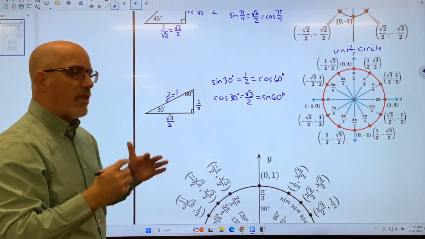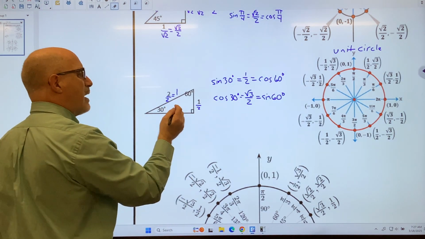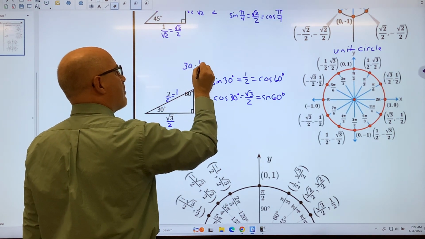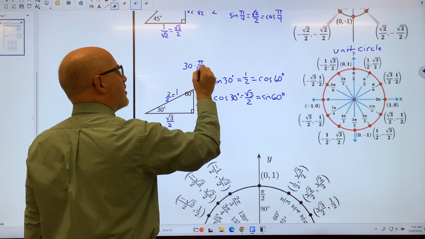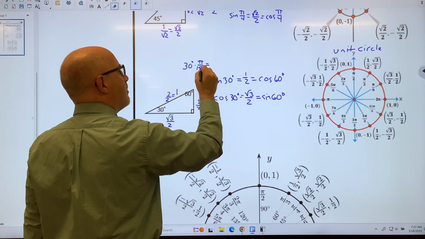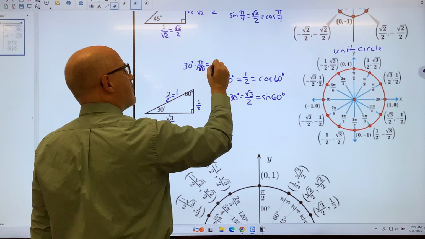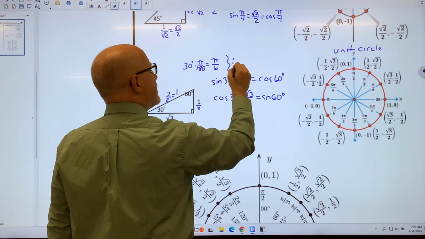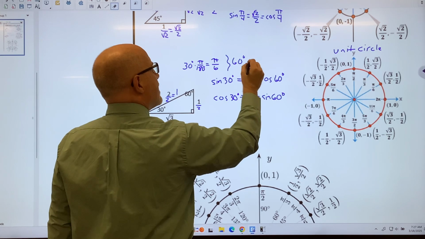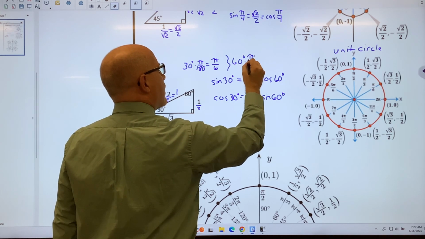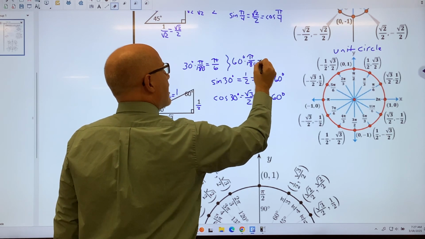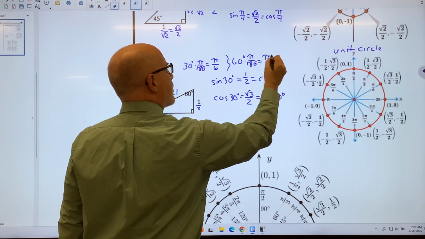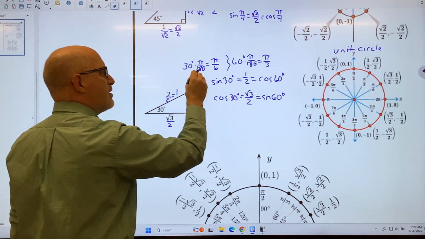Now let's apply that to radians. Just a reminder that 30 degrees in radians, if you multiply it by pi over 180, becomes pi over 6. And then if we do 60 degrees in radians, we're going to multiply that by pi over 180. And if you do that and reduce it, you get pi over 3. So these are the angles there.